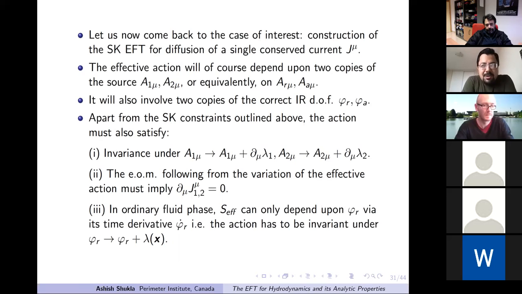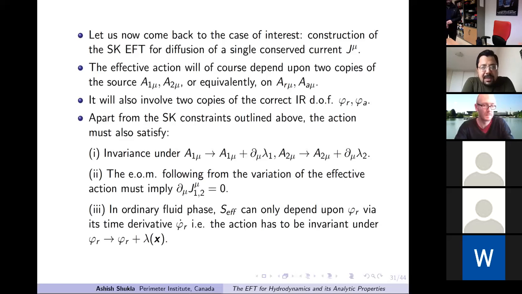So let's now actually look at the case of interest, which is the diffusion of a single conserved current J mu. So as we discussed, we'll need to have 2 copies of the sources of J mu. The source for J mu was a vector field A mu, so I'll have to have 2 copies of it, A1 mu and A2 mu, or equivalently, if I work in the RA basis, I'll have 2 copies A_R mu and A_A mu. We'll also have 2 copies of the IR degrees of freedom, which I originally denoted by chi, but right now I'm denoting them by this varphi notation, so varphi R and varphi A.